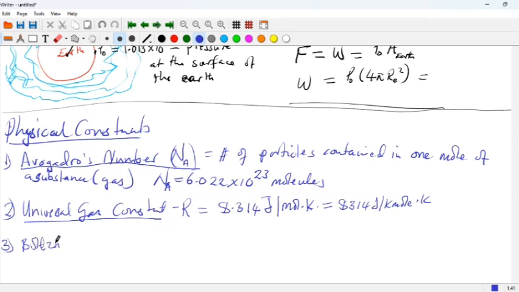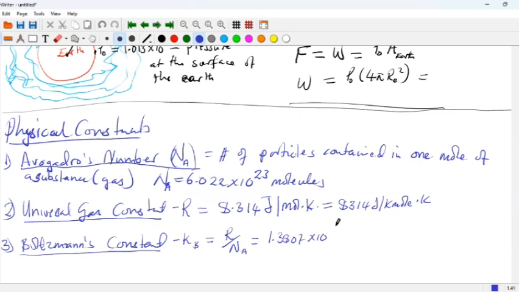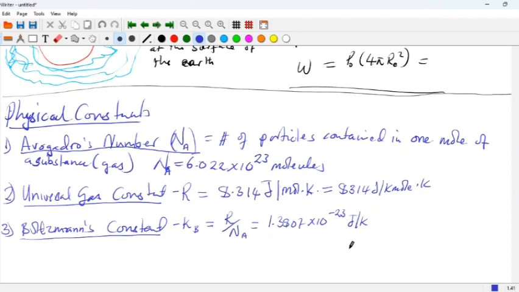The Boltzmann's constant is another important quantity. We use small letter k with a subscript b. It was discovered separately, but it was later found out that it is simply equal to R divided by the Avogadro's number, and its value is 1.3807 times 10 to the power minus 23, expressed in joules per Kelvin.